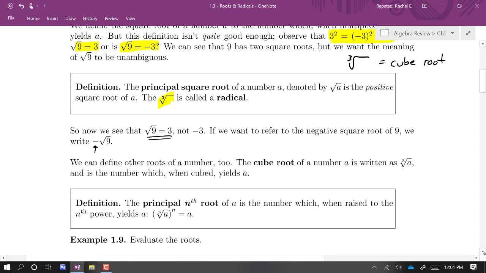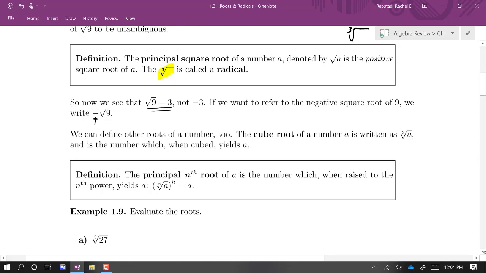So the cube root of a number is the number which, when cubed, gives us a. And in general, the principal nth root is a number which, when raised to the nth power, yields a. You could think of this equation right here as a really succinct definition of what a radical is, the nth root of a number. If I raise that to the nth power, it gives us the number inside. We're going to evaluate some roots.